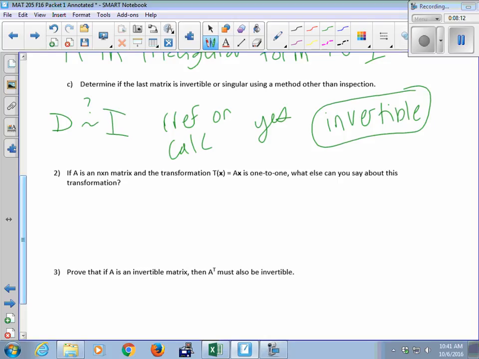All right, if A is an n by n matrix and the transformation T of x equals Ax is 1 to 1, what else can you say about that transformation? Or you can say A is invertible. Yep. And the transformation is invertible too, right? Because a transformation is like a function. So this function or transformation has an inverse, so that's good. So T of x has an inverse transformation.